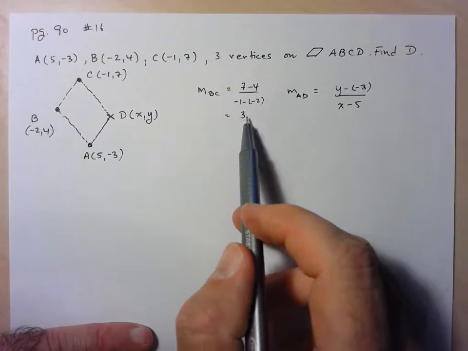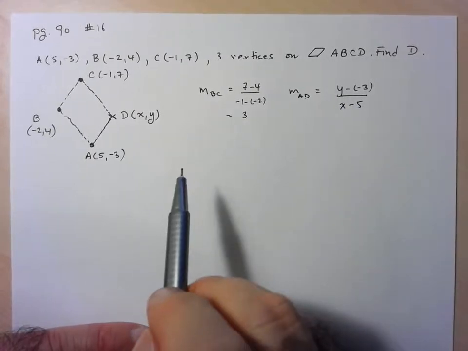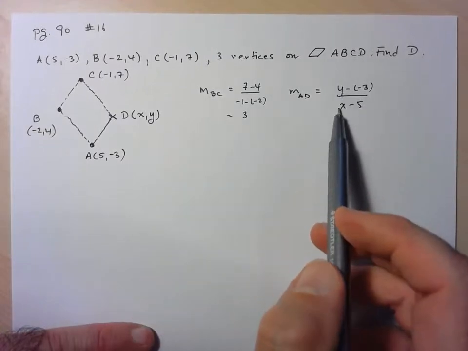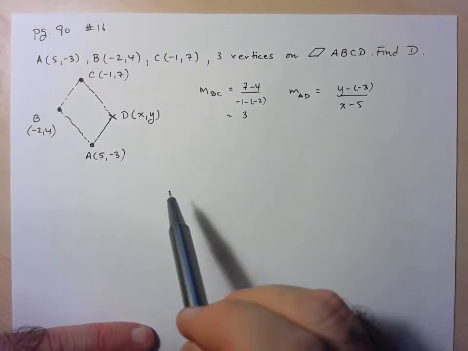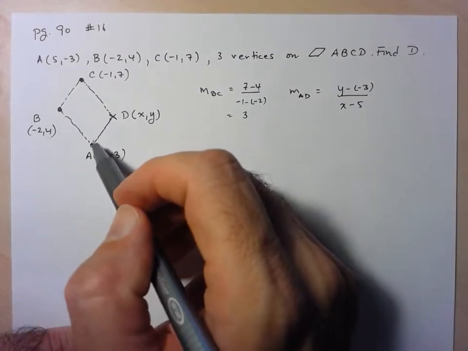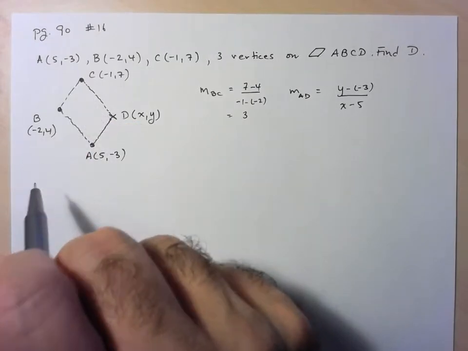Problem is I have an equation, but I have two variables. And I think, well, wait a minute, what if I solve a system? Maybe I could take this equation in two variables and use a second equation that has x and y. And that's when I remembered, oh, AD and BC also have to have the same length.